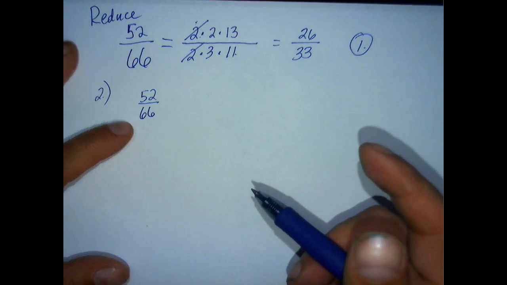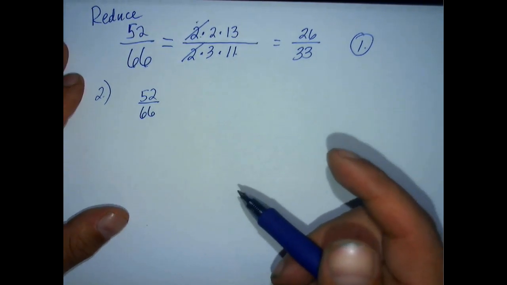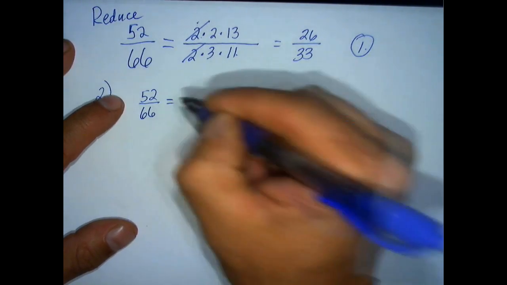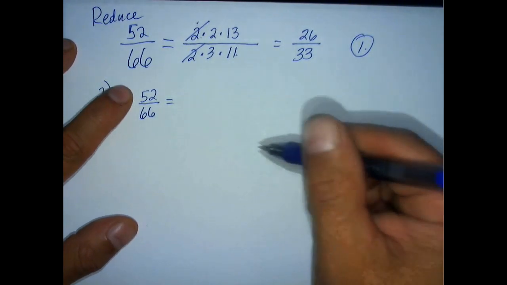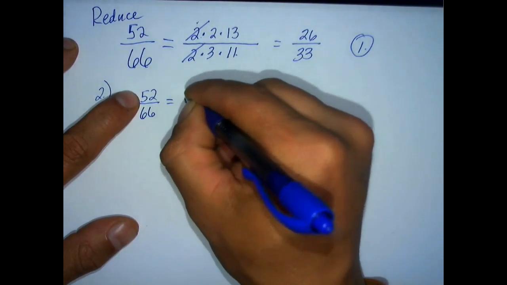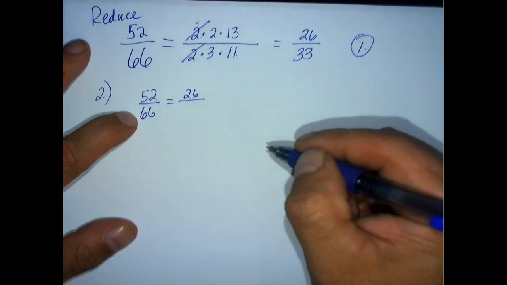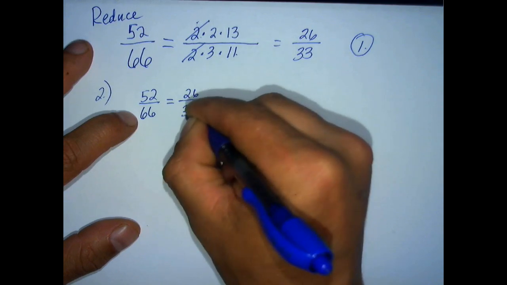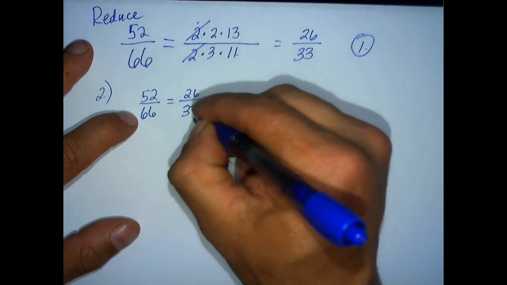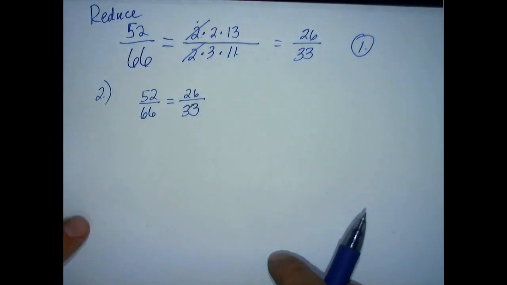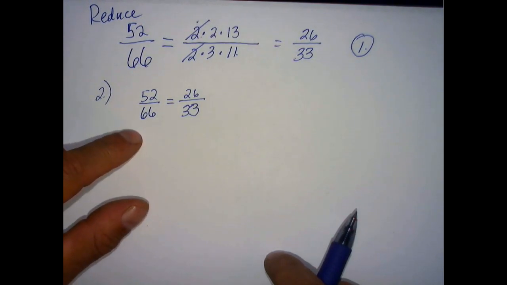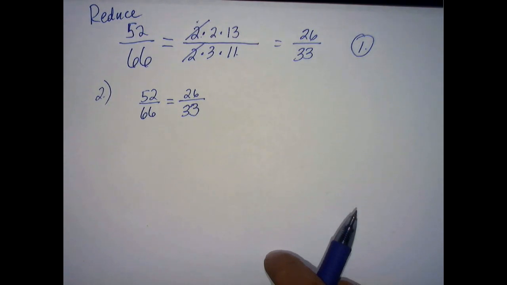Okay, so you can see that both of those are even, right? The numerator and the denominator are both even. So divide both of them. 52 divided by 2 is 26, and 66 divided by 2 is 33. Another way of doing it. Same answer. Now in this way it's faster, but maybe you miss another factor somewhere else.